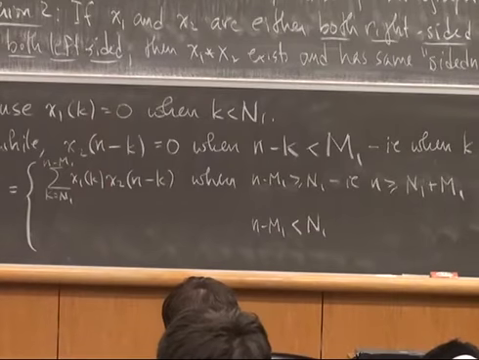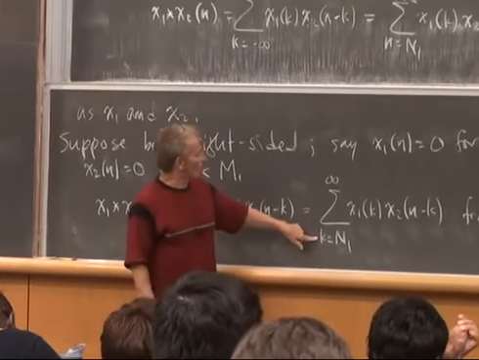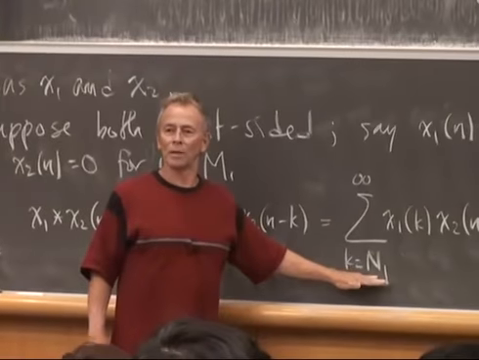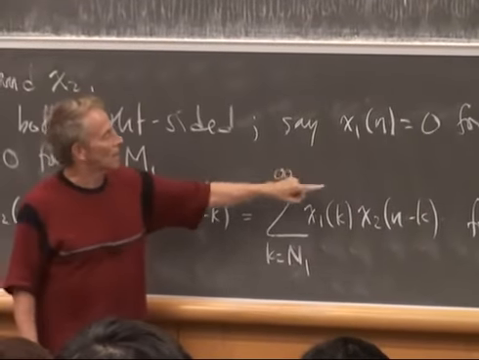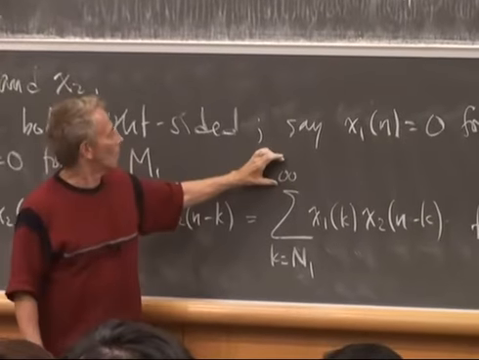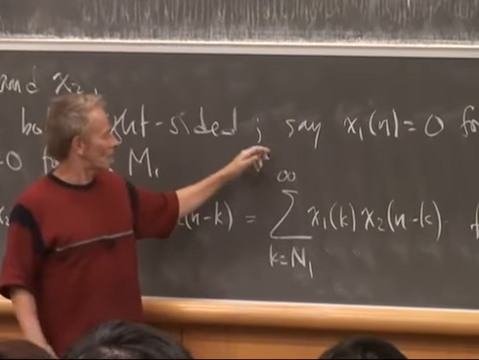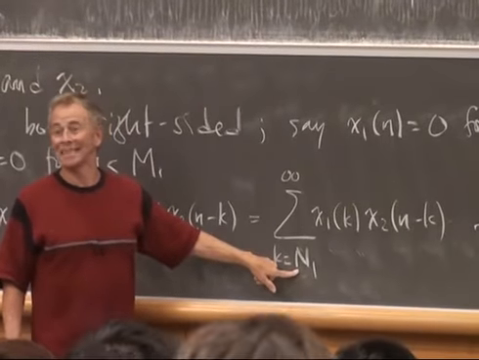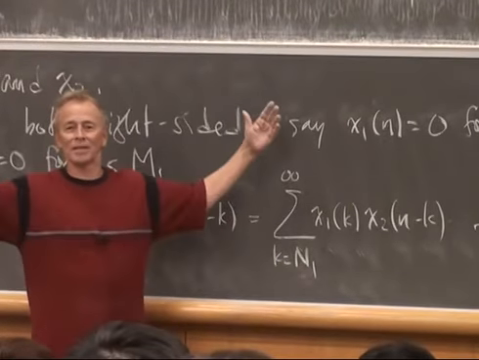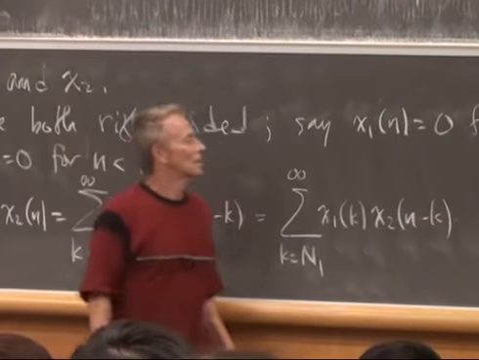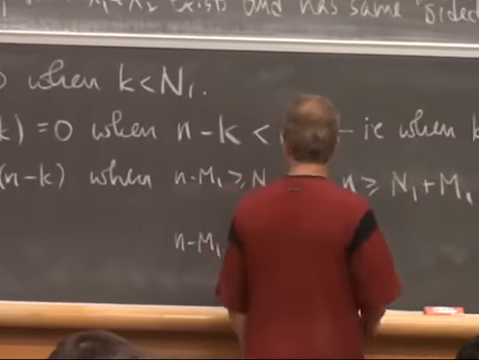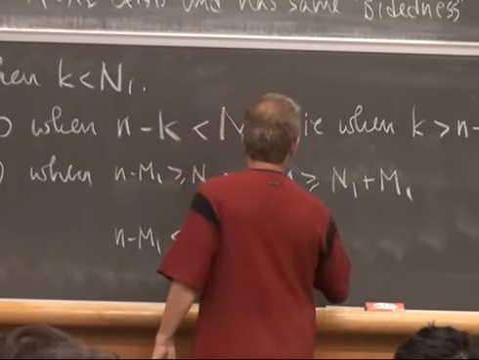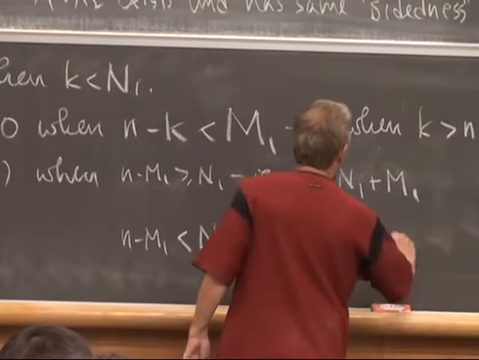Think about it. This sum, defining x1 convolved with x2 of n, is a sum over all k values that start with k equals capital N1. And then they go up until x2 turns off, and that is little n minus capital M1. But what if little n minus capital M1 never even happens above k equals capital N1? There are no terms in that sum. Okay? So this is 0 when n minus M1 is less than N1. This is the same as saying n less than N1 plus M1.